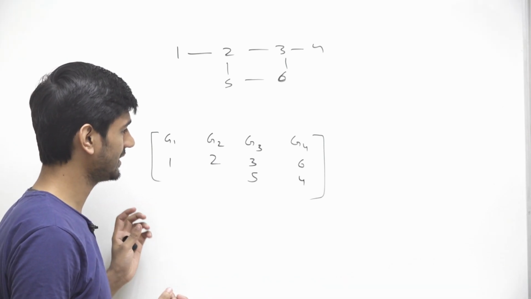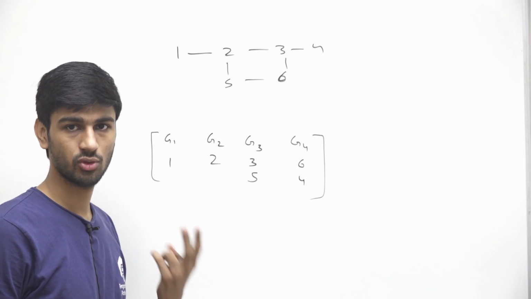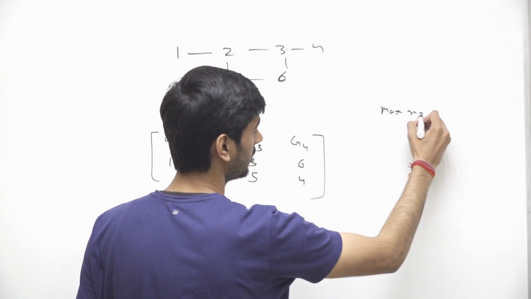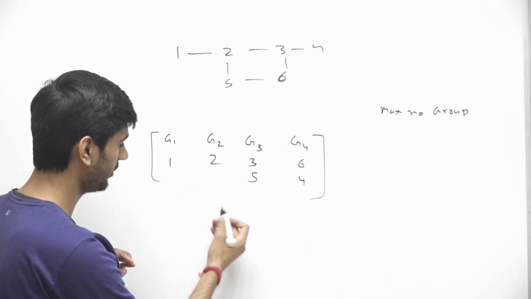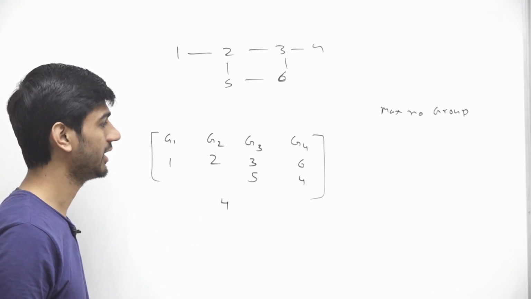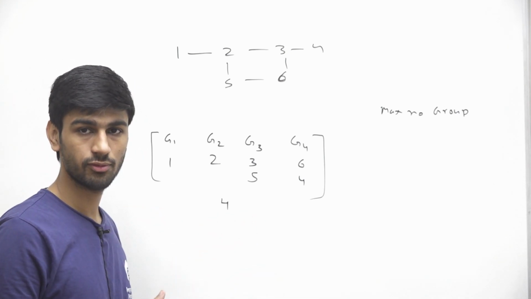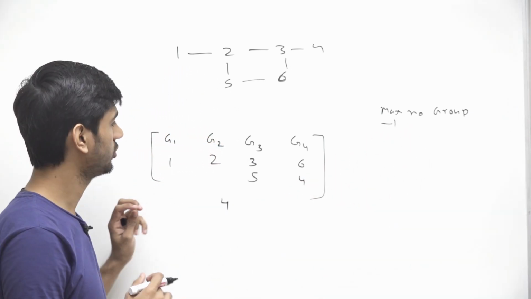So the question further says that if we are able to divide our graph into some number of groups following the two conditions, in that case we need to return the maximum number of groups into which we can divide our graph. So in this case we are able to divide our graph into 4 groups. So in that case 4 will be our answer, right? And if we are not able to divide our graph following the given two conditions, in that case we need to return -1, right? Okay, so this is the problem statement.